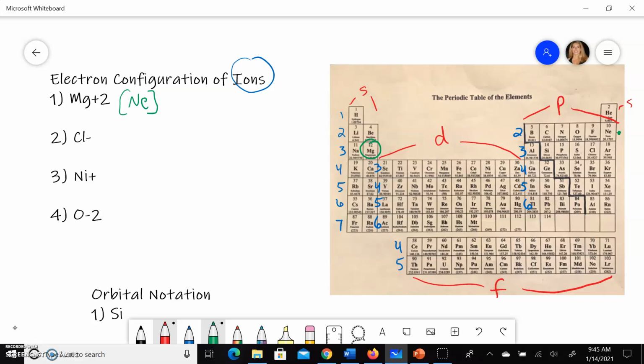All right, let's do the next one. We're going to do chlorine this time, which is way over here. And like I said, we're going to ignore that negative first and just write it as if it was neutral. So we're going to put neon in brackets again, up 1 and over to the right. And then we're going to start with sodium, which is 3s2. That gets us to magnesium. And then keep going all the way across. We're at 3p. And then to stop at chlorine, we are at 5.